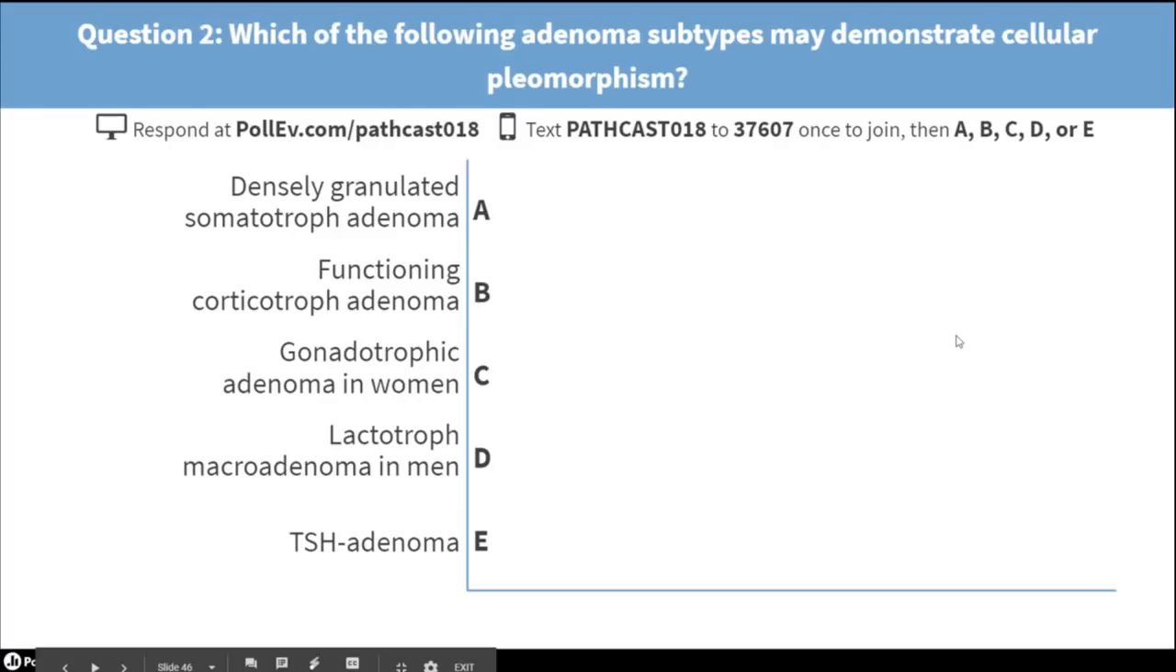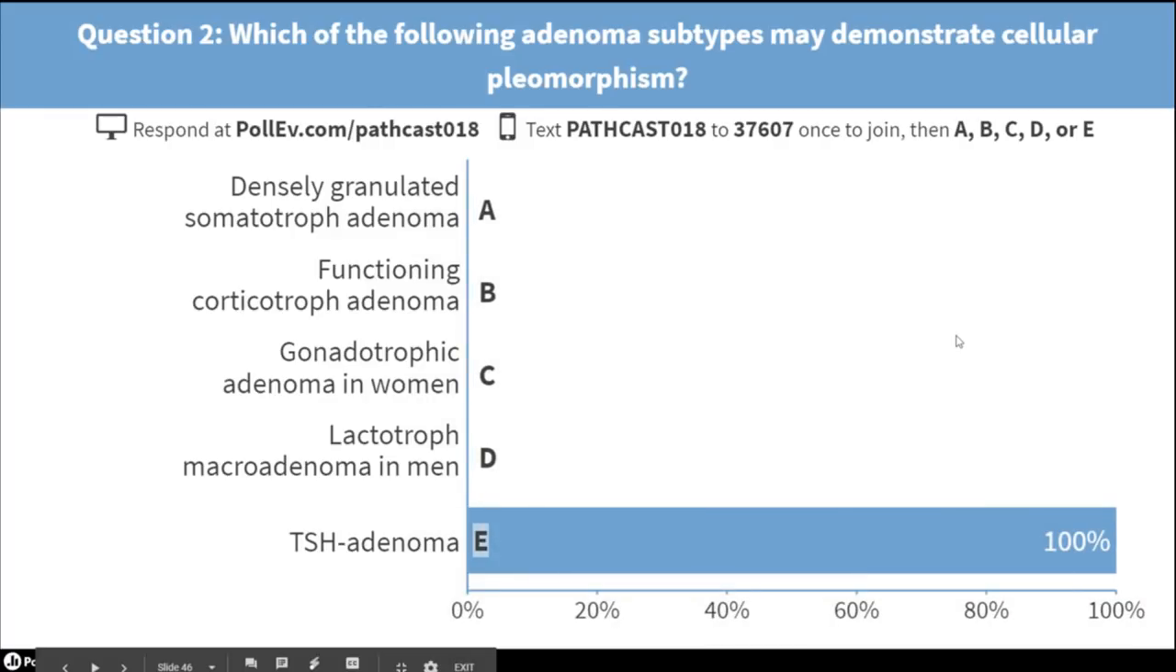So next we'll move to question number 2. Which of the following adenoma subtypes may demonstrate sellar pleomorphism?